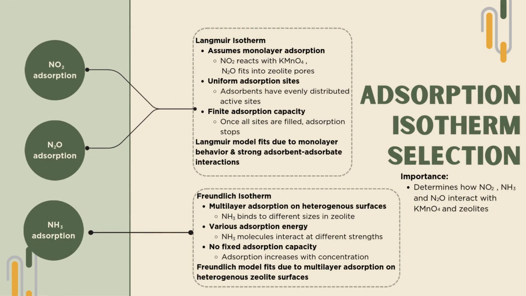Moving on to the selection of adsorption isotherm. This part is important since it determines how NO2, NH3, and N2O interact with KMnO4 and zeolites. Out of 3 isotherms learned, only 2 types are involved in this study. First, Langmuir isotherm for both NO2 and N2O adsorptions. The Langmuir model fits these adsorptions due to monolayer behavior and strong adsorbent-adsorbate interactions. The second one is Freundlich isotherm for NH3 adsorption. This is due to multilayer adsorption on heterogeneous zeolite surfaces.